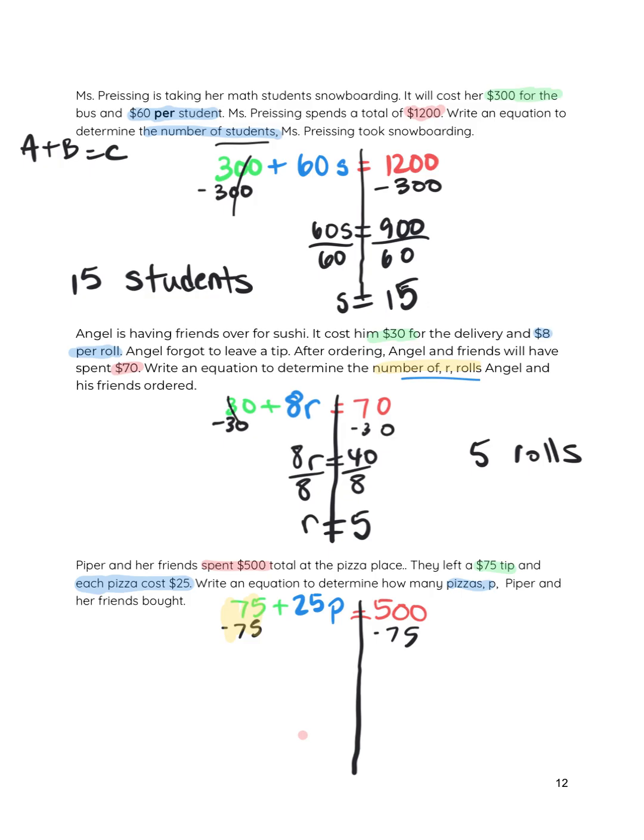So when I do that, I am left with 25p. Oh, kind of messy. So we got 25p is equal to 425. So now I'm going to divide both sides by 25. And I'm left with p is equal to 425 divided by 25, which is equal to 17. So dang, Piper is nice. She bought 17 pizzas.